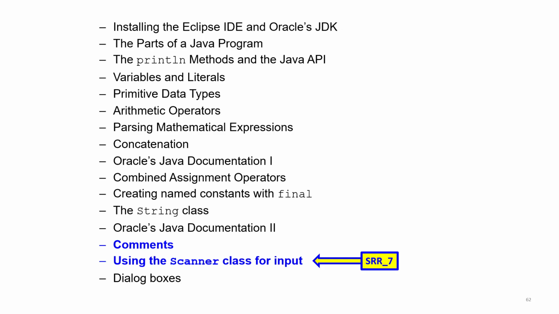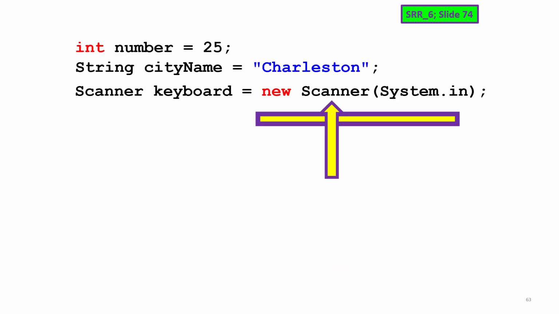Okay, now let's take a look at the Scanner class. This is slide 74 from lecture 6, in which I first referenced the Scanner class, but in that lecture I was using it primarily as a way to introduce the use of the reserved word new, which is required to create an object of any class other than the String class. You do not have to use new to create an object of the String class.